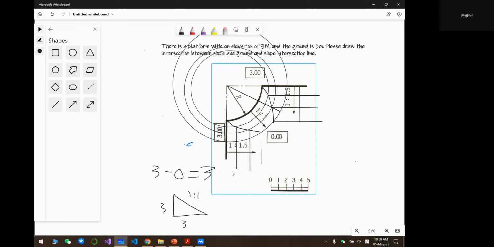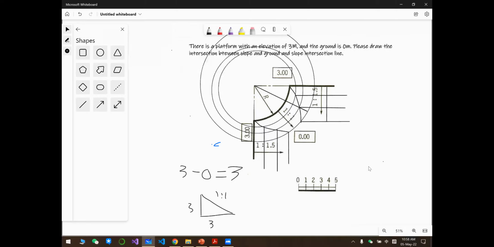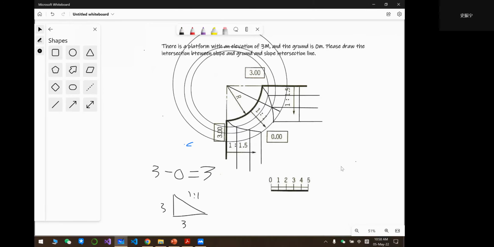Because I can actually draw more lines in this interval, but it is not efficient. Okay, so let's have a rest.